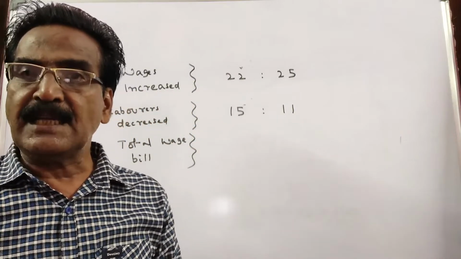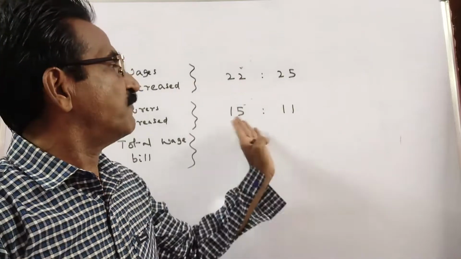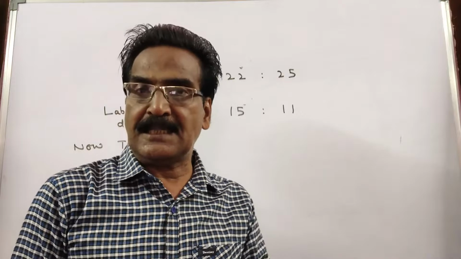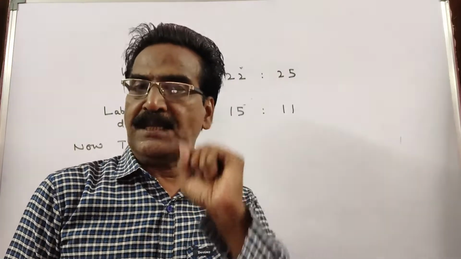Find the original wages bill if the present wages bill, that is after this reduction, after this increase, is rupees 5,000.